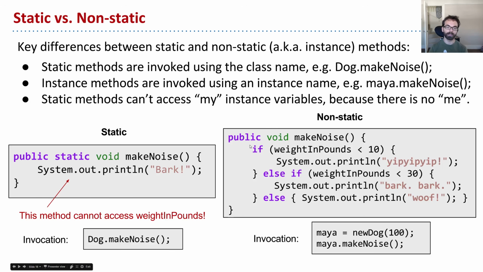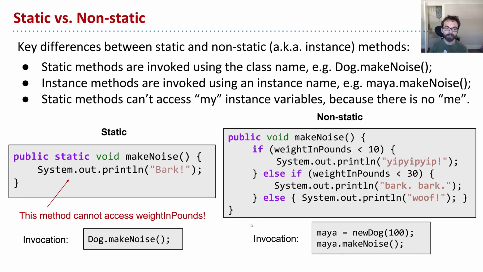So we know, for example, if we want to call a makeNoise method that was declared like this, we would say Dog, great ethereal sky dog, I would like you to make a noise. And so it will. Instance methods, by contrast, are invoked using an instance name. So I might say, Maya, the dog, please make noise, right? So I create a specific dog, and I say, Maya, make your noise.